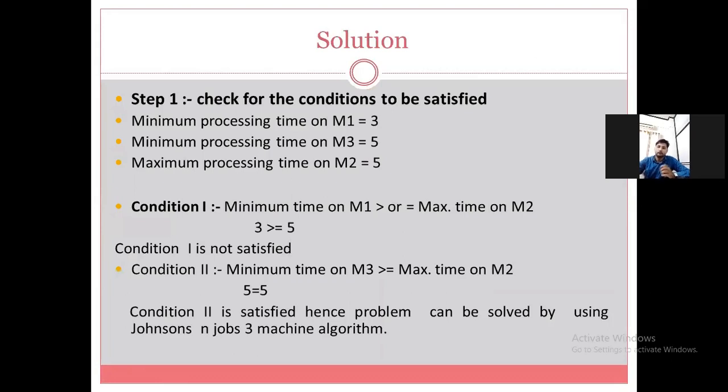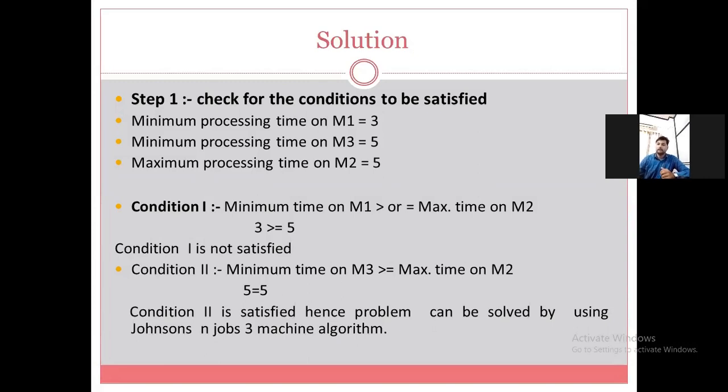Okay. So step 1, you can write, check for the conditions to be satisfied. Minimum processing time on M1 machine will be equal to 3. Then minimum processing time on M3 is equal to 5. Then third, we require minimum processing time on M2 machine, and it is maximum processing time on M2 machine, and it is also equal to 5.